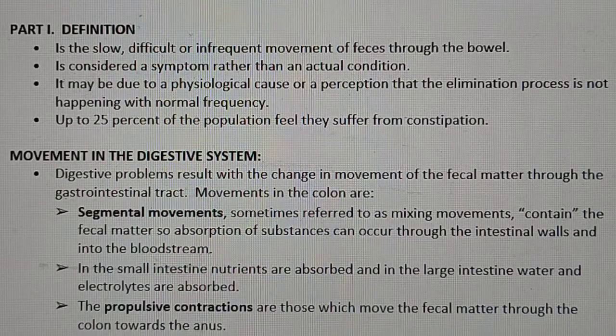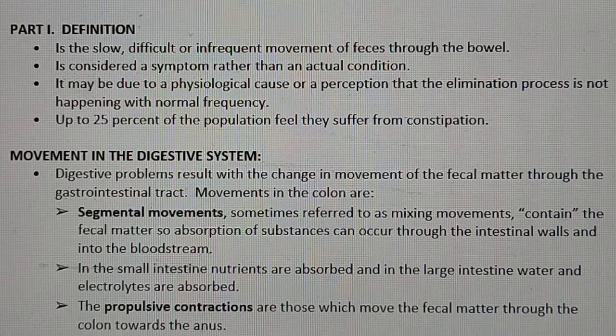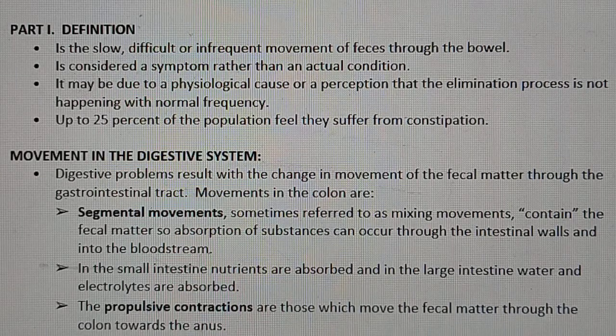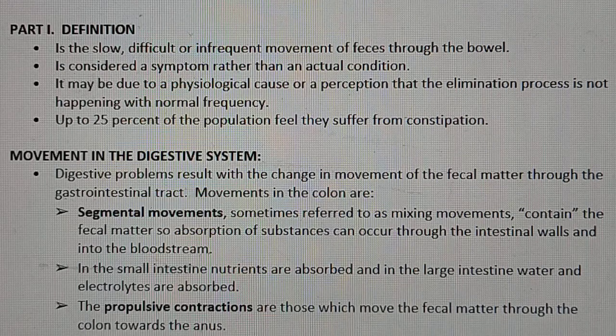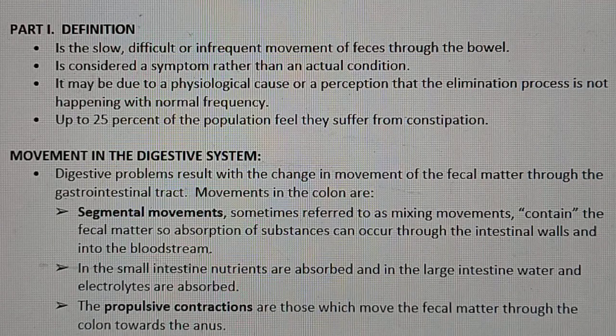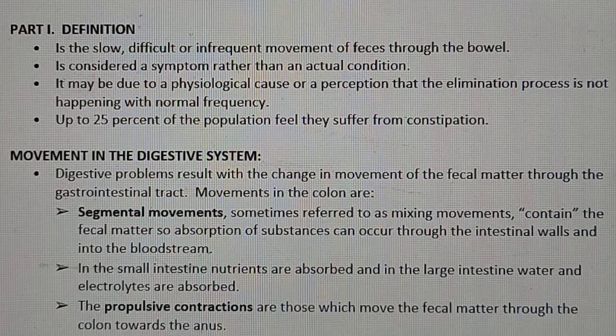Okay, so the definition of constipation: it is the slow, difficult, or infrequent movement of feces through the bowel, and it is considered a symptom rather than an actual condition. So it's just a symptom. Take note of this, guys. It's just considered a symptom, okay? It's not an actual condition. So it may be due to a physiological cause or a perception that the elimination process is not happening with normal frequency. Okay, so up to 25% of the population feel they suffer from constipation.